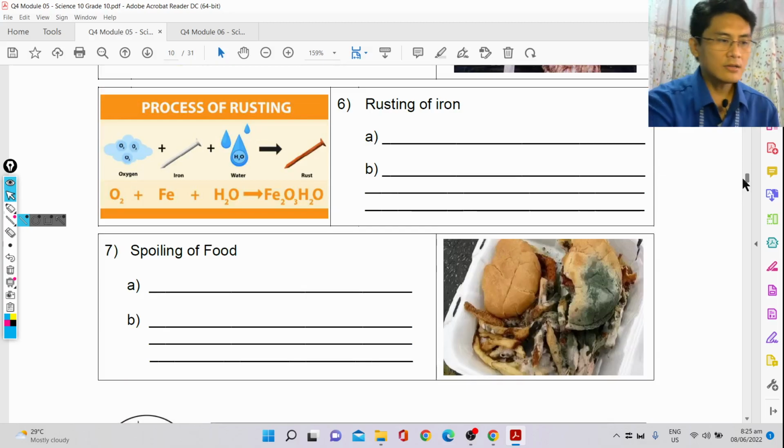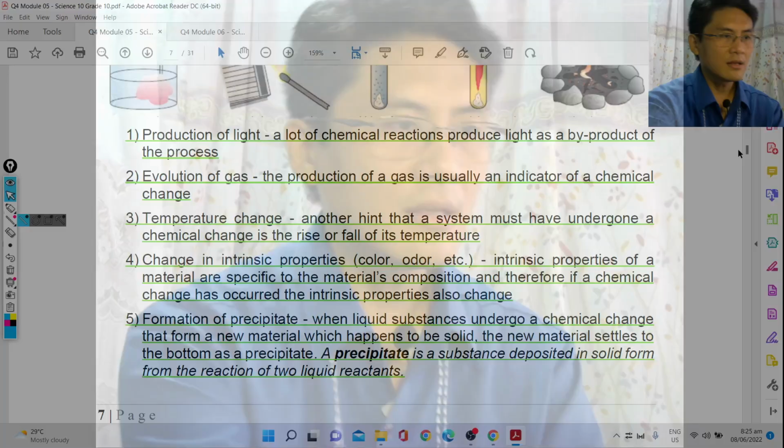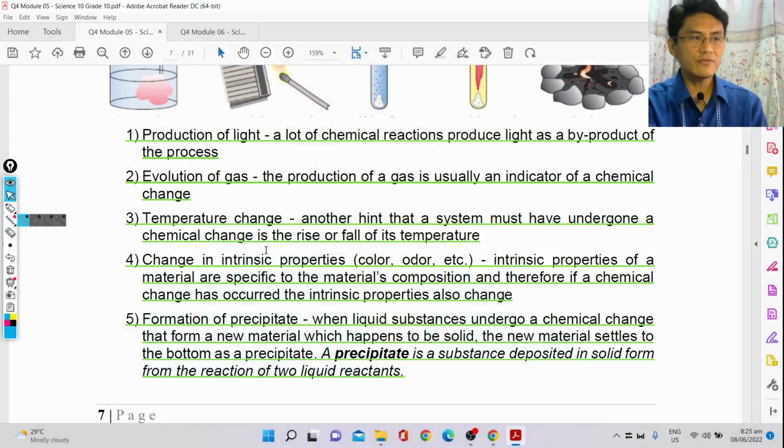But again, to summarize what we have discussed, there are these things called physical and chemical change. Physical doesn't change the composition of the substances involved. Chemical changes the composition of the substances involved. And then you have evidences for chemical change. These are five evidences, right? And let me review that. And that is production of light, evolution of gas, temperature change, change in intrinsic properties such as color, odor, and other stuff, and formation of precipitate.